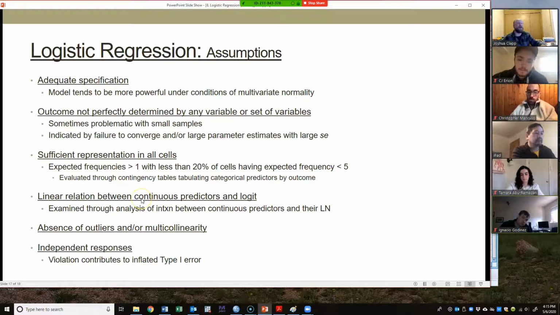Expected frequencies. We need to have less than 20% of cells having expected frequencies of 5 or less. So your expected frequency of any individual cell needs to be greater than 1. If we're going through and calculating expected frequencies, you should have no expected frequency of any of your cells that's less than 1, right? You should expect at least one person to fall in all of your cells. And the general rule is not to have more than 20% of your cells with an expected frequency less than 5. But again, this just starts to get into your representation of different cells and things like that.